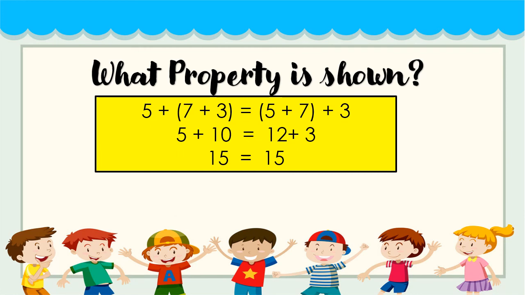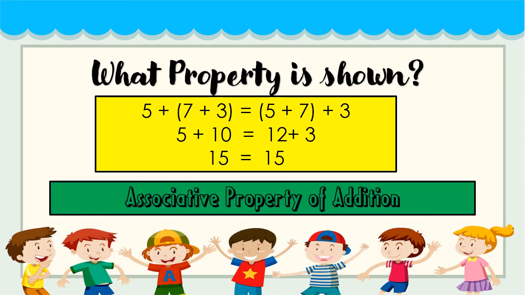5 plus 7 plus 3 is equal to 5 plus 7 plus 3. On the first equation, 7 and 3 are grouped together. On the second equation, 5 and 7 are grouped together. Their sums are 15. What property is shown? It shows the associative property of addition.